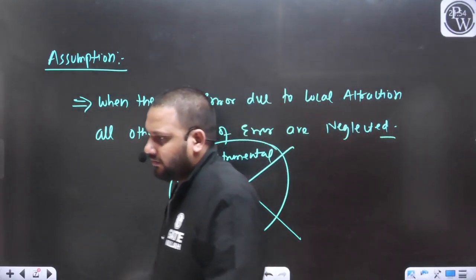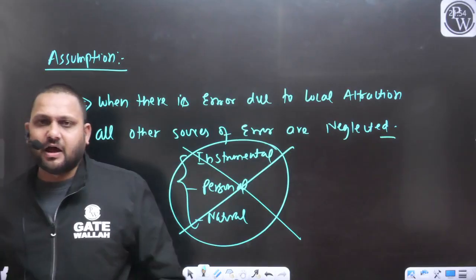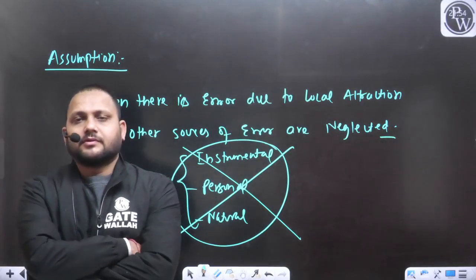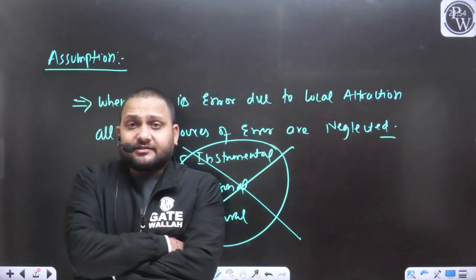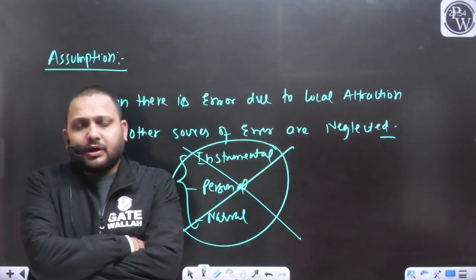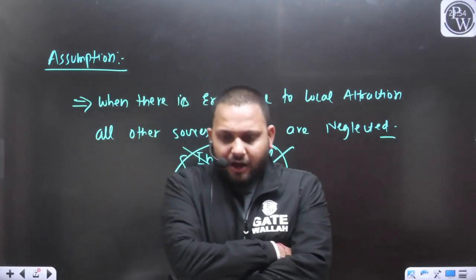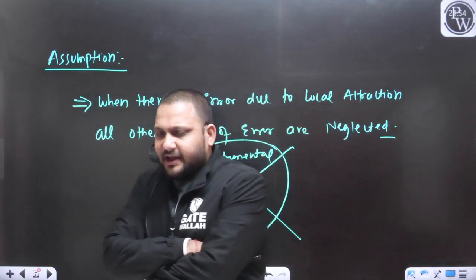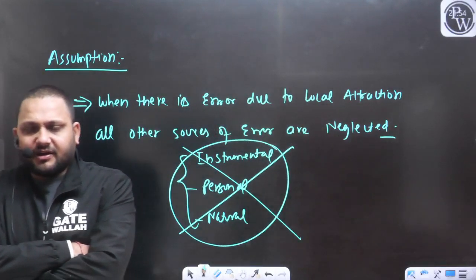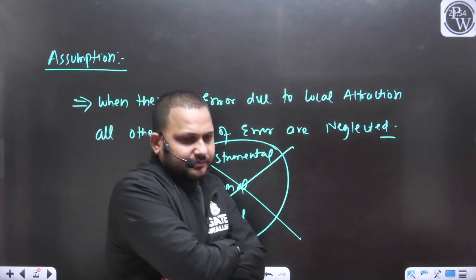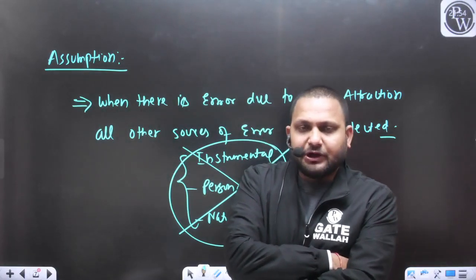So now the next question arises: sir, how will I know that there is error due to the local attraction in our survey work? How will we know this? Is there any error in our survey work due to the local attraction? Who will tell you? You need to find out.